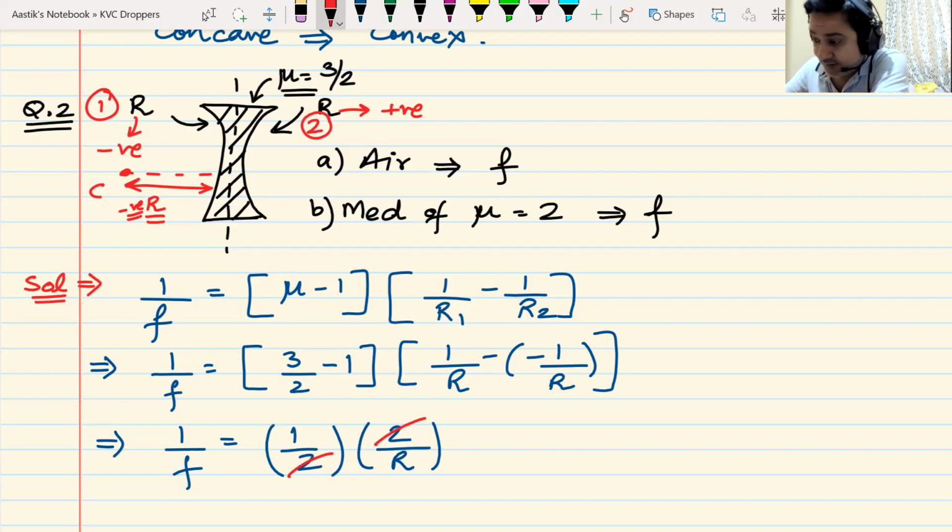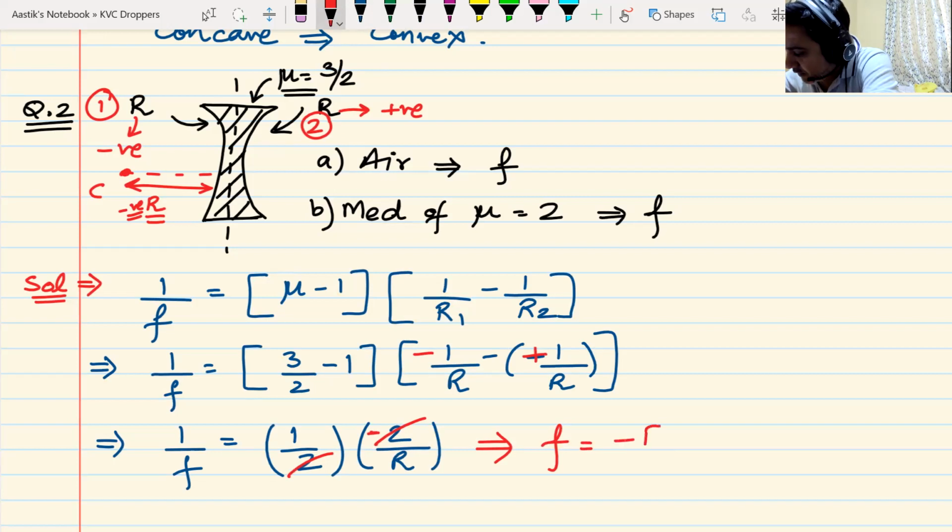R will get cancelled, and I have the final answer. Oh, I have probably made a mistake here. This R was negative and this R was positive. Sorry for my mistake. So this will be coming as minus 2R, and my F would be coming as minus R.